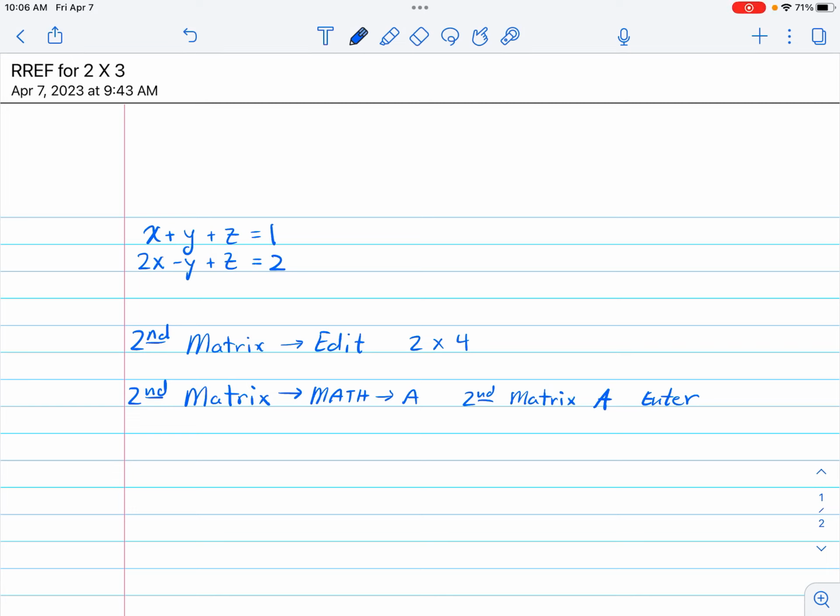Some of you have asked questions about the Gaussian elimination method for solving systems of equations. Now, what I want to stress to you is I'm having you use the calculator to do this.